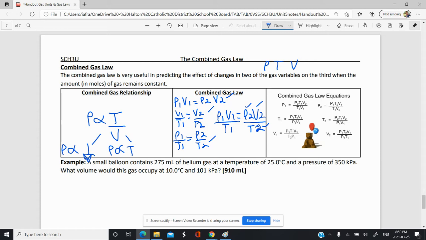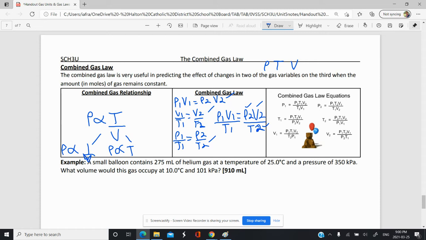If you're dealing with a problem where you're changing pressure or temperature and you want to see the effect on pressure, but volume's constant, just take away the volumes, and you have P1 over T1 is equal to P2 over T2. If you're dealing with a question where you change your temperature and you want to see the effect on volume, and pressure is the same, cancel out the pressures, and you have V1 over T1 is equal to V2 over T2.